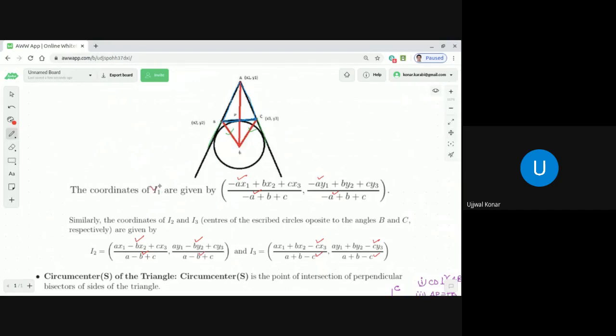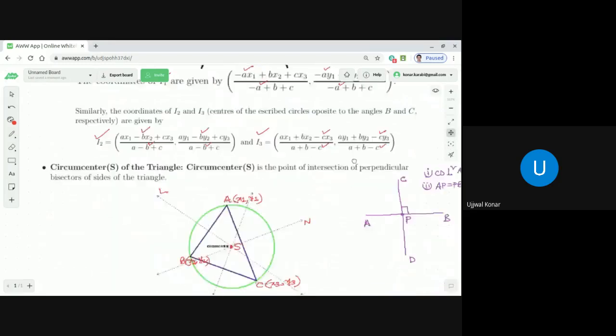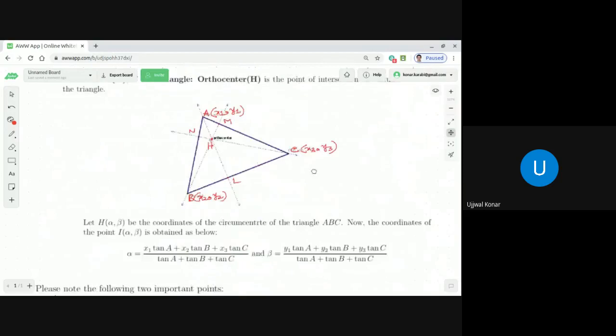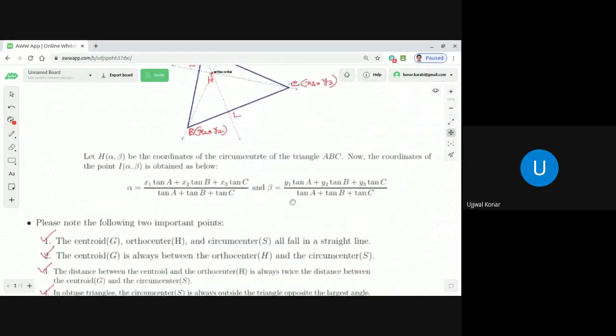Excenters I1, I2, and I3, and then next we discussed the circumcenter, and as you see, this is the formula for the circumcenter. And finally, we discussed the orthocenter, and the orthocenter formula, as you see, is in front of you.